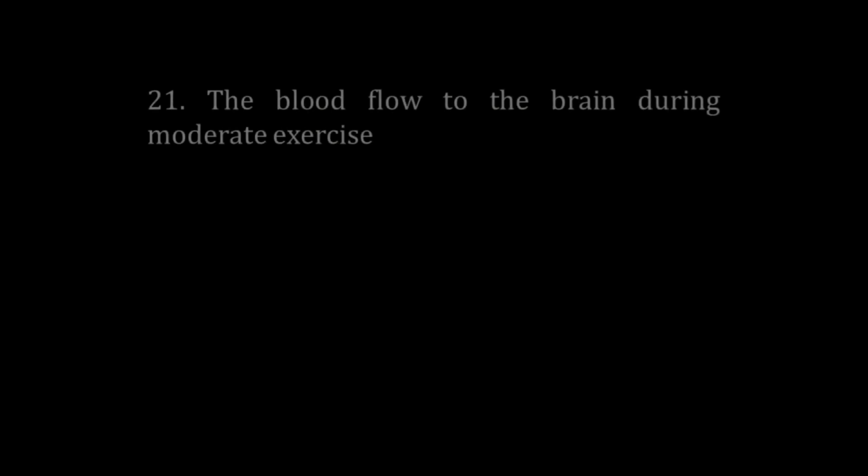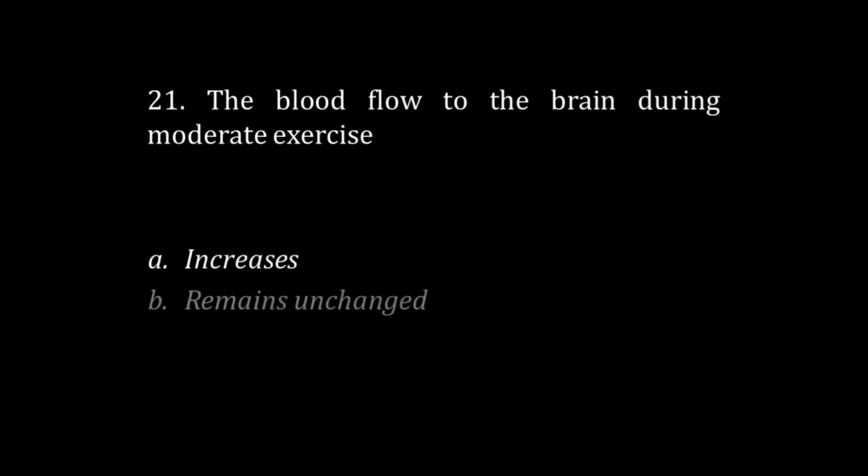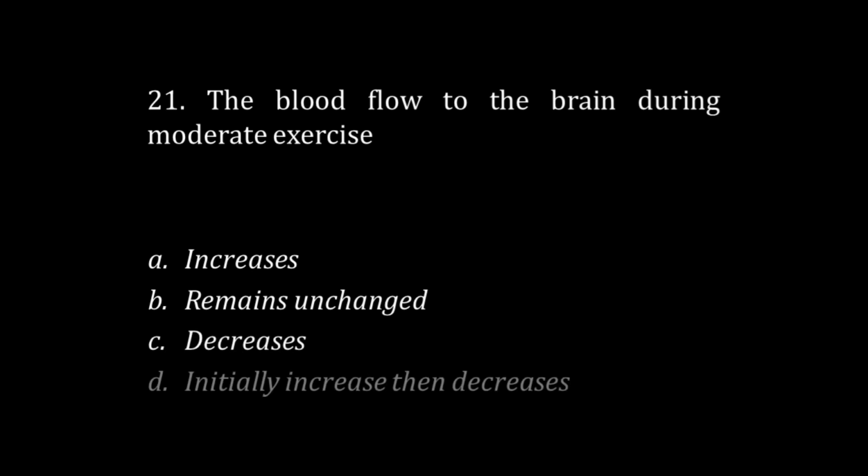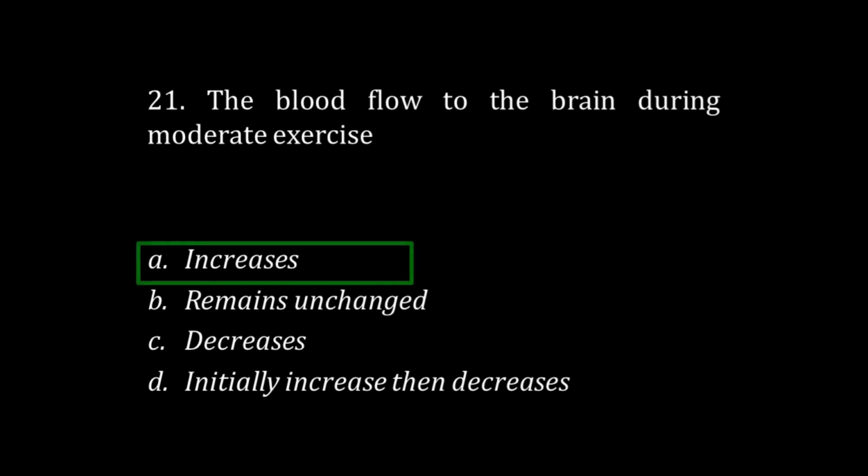The blood flow to the brain during moderate exercise. A. Increases. B. Remains unchanged. C. Decreases. D. Initially increases, then decreases. The correct answer is letter A. Increases.